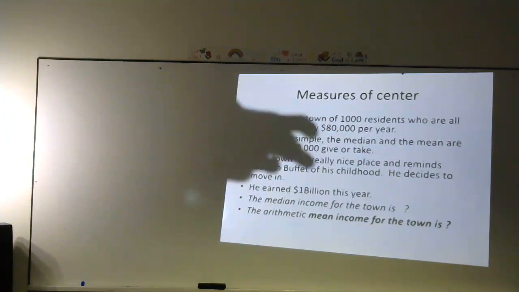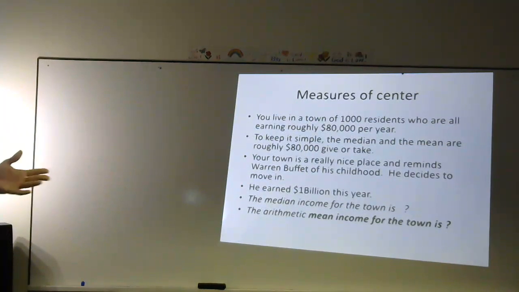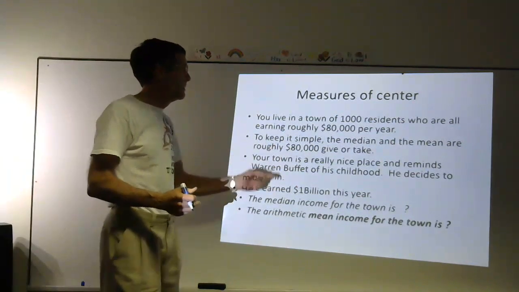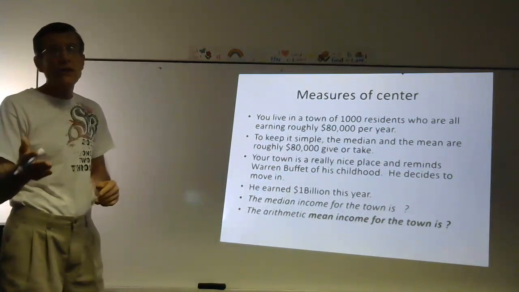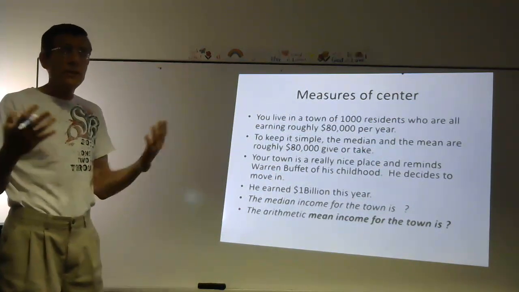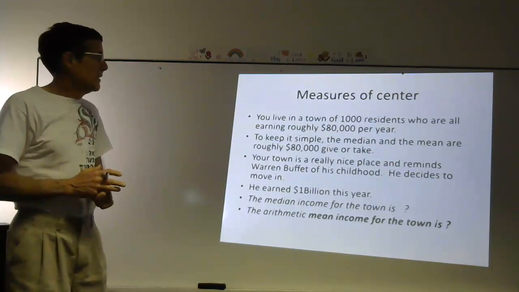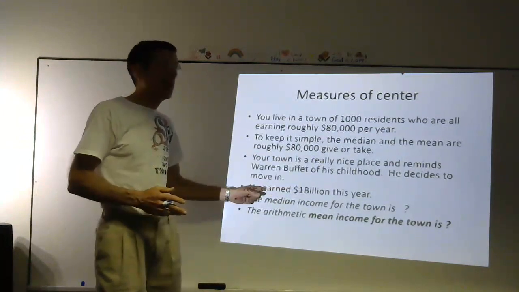Okay, now let's get started with this whole concept of mean and median and see what it can do here. You live in a town of 1,000 residents who are all earning roughly $80,000 per year. To keep it simple, let's say the median and the mean are roughly 80,000. There might be a few people over 80,000, a few people less, but let's just say it's relatively bell-shaped. Mean and median, roughly $80,000. Your town's a great place to live and reminds Warren Buffett of his childhood. He decides to move in.